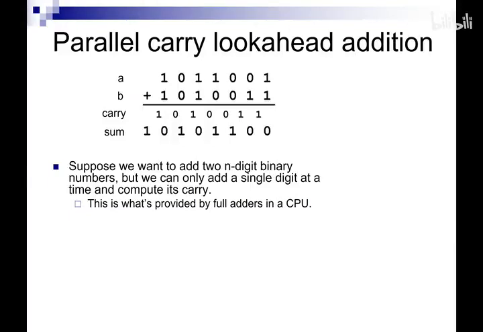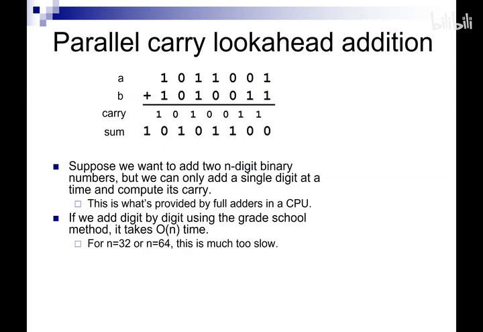In practice, if you have these circuits called full adders, this is what they can do. They can take 2 bits, add them together, and produce a carry. Now if you want to add together these 2 numbers sequentially, then if each number has n bits, this is going to take order n time.